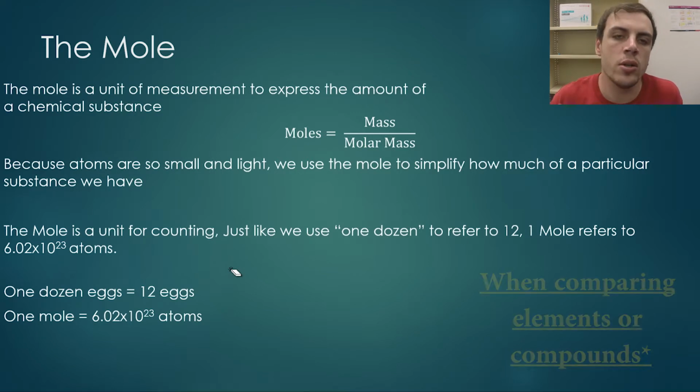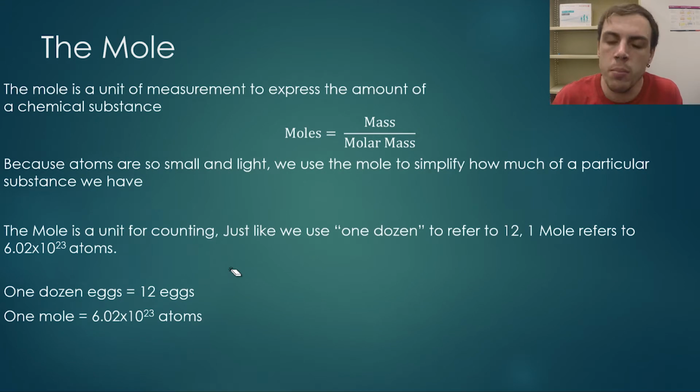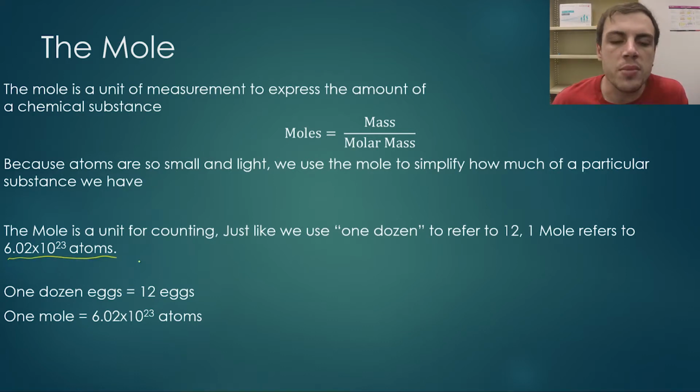This is why we don't look at mass, we use moles, because as we remember from our atomic theory, different elements and different atoms weigh different amounts. So we use the mole to unify them all, so we can use its mass to determine how many atoms we have. Now, this number, 6.02 times 10 to the power of 23, is known as Avogadro's number. That is an incredibly important number.